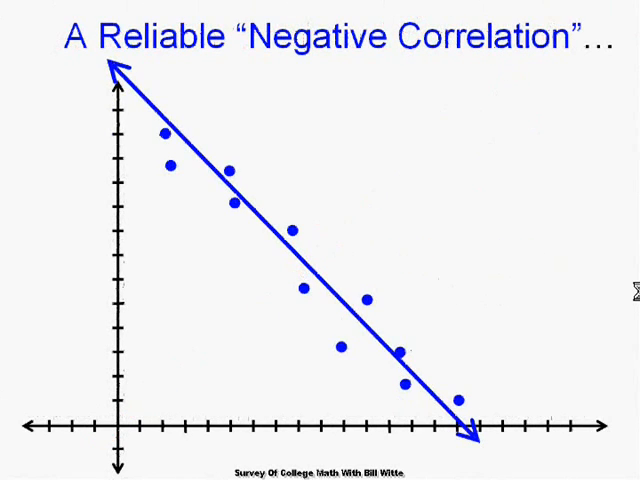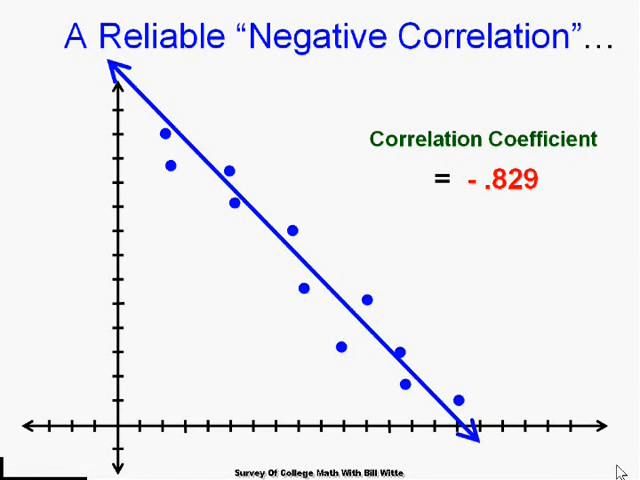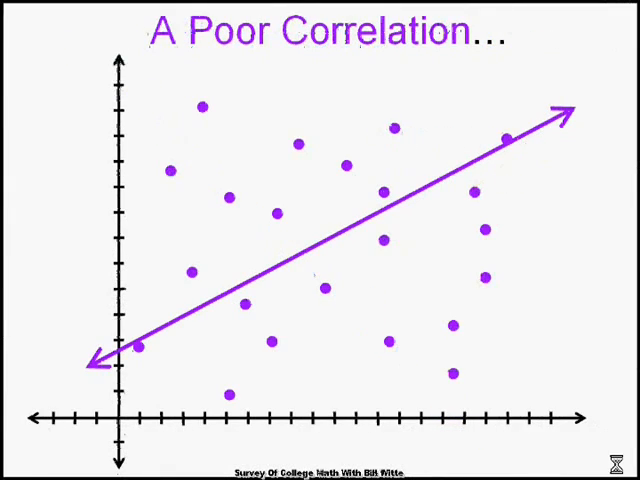That's life. Now, this one would be a pretty reliable negative correlation. Notice as the x gets bigger, the y value goes down, but it's still a good predictor. In fact, it's a -0.829. It's very close to -1. It's called the correlation coefficient.